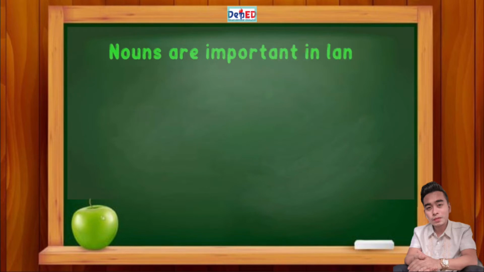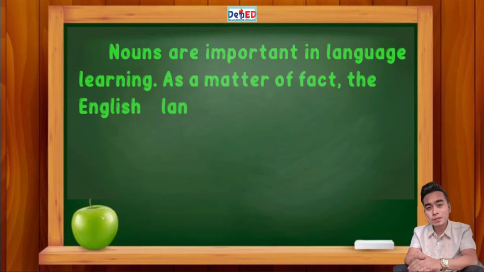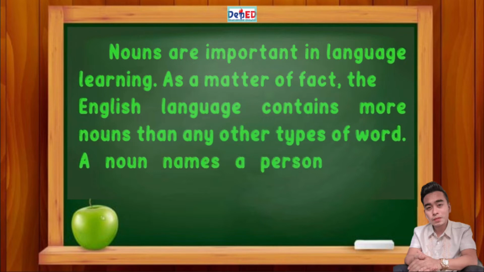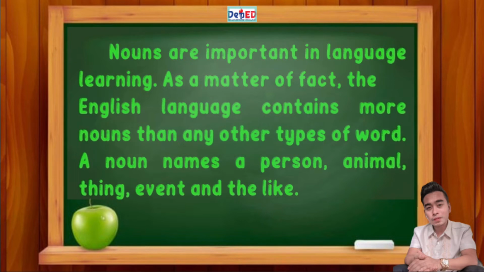Nouns are important in language learning. As a matter of fact, the English language contains more nouns than any other types of word. A noun names a person, animal, thing, event, and the like.